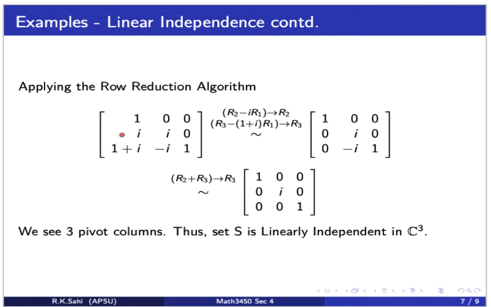So let's apply the row reduction algorithm on this matrix. The first thing we have to do is make the second and third elements in the first column 0. We can do that by R2 minus i R1 to R2, and then R3 minus (1+i) times R1 to R3. When you do that, we get the matrix with rows 1, 0, 0; 0, i, 0; 0, -i, 1. Now the first column is a pivot column, and the second becomes a pivot column, with this being the pivot. So we need to make this element -i to be 0, and simply R2 plus R3 goes to R3. What we get is that every column is a pivot column. Clearly my set S is linearly independent in C3.